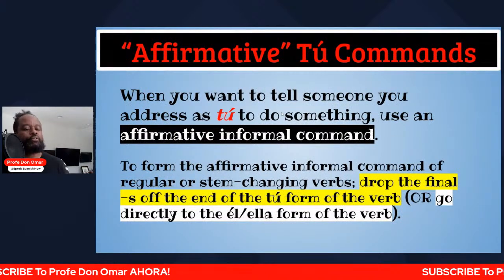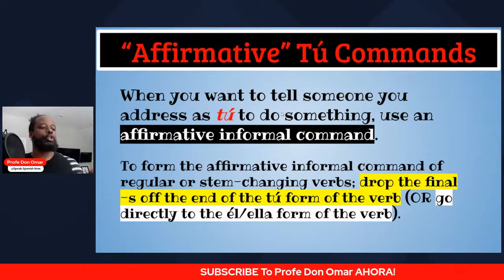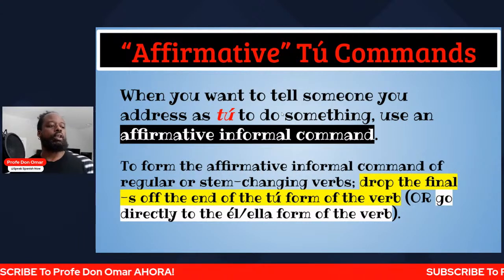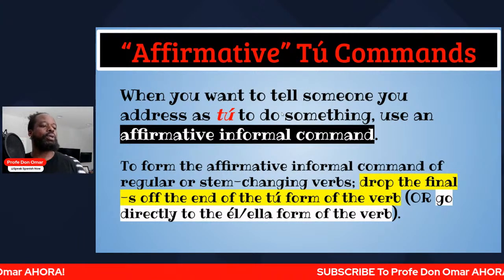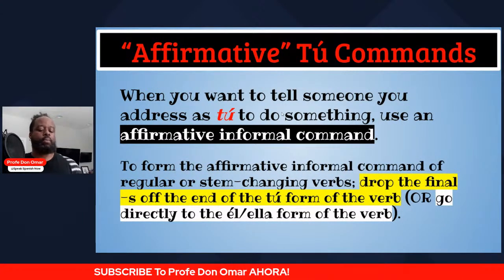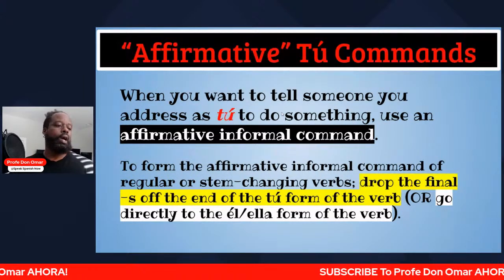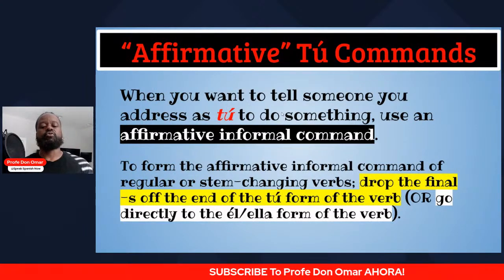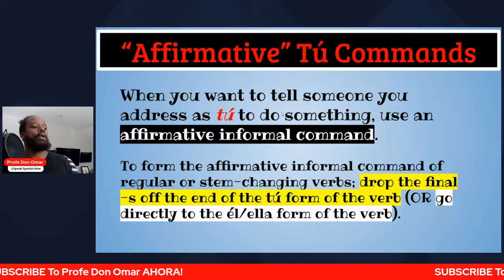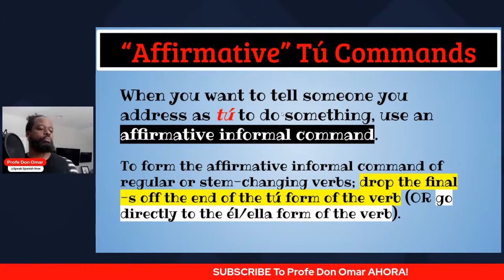All right, so let's give you some background information here about affirmative tú commands. When you want to tell someone you address in the normal form of tú to do something, you're going to use an affirmative informal command. So what does that mean? Basically, anybody that you address in the tú form. In other words, it's a family member, a friend, someone younger than you, or somebody you've known for a very long time, a colleague, whatever you want to call it. Somebody that you've known for a while and you have a relaxed relationship with, you're going to use the affirmative tú commands with them when you want to tell them what to do or something to do.